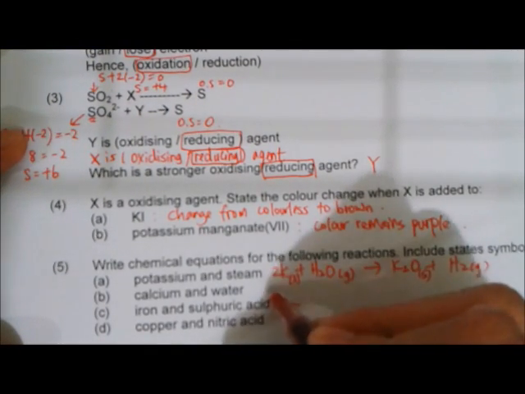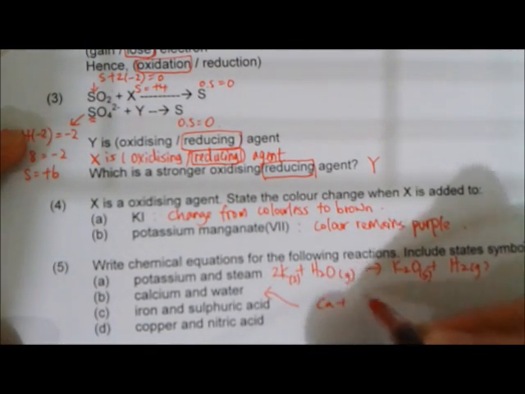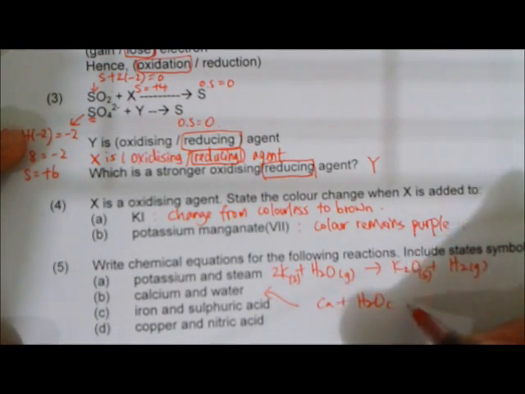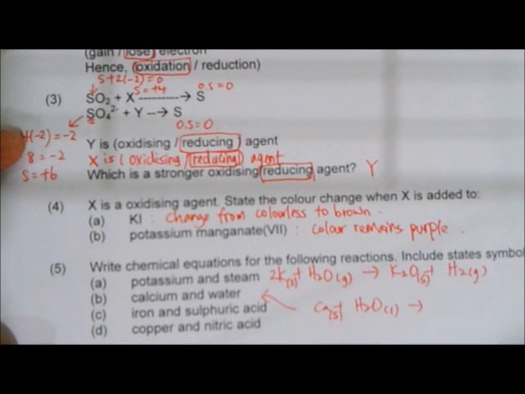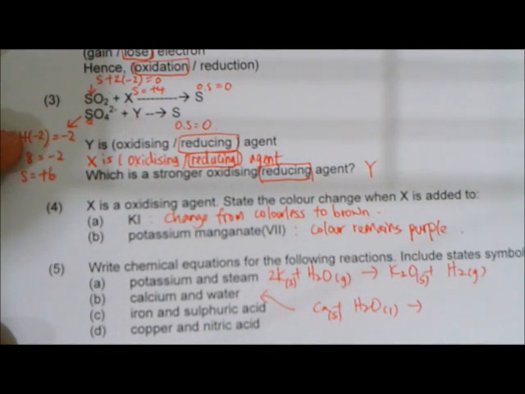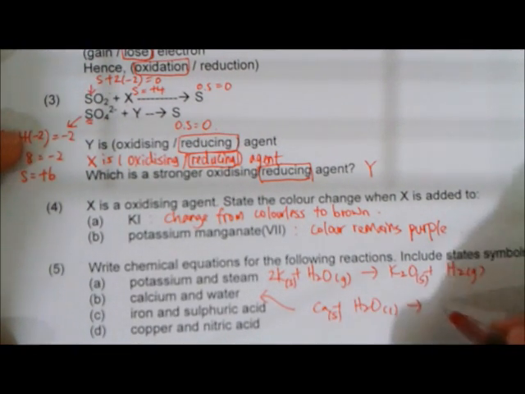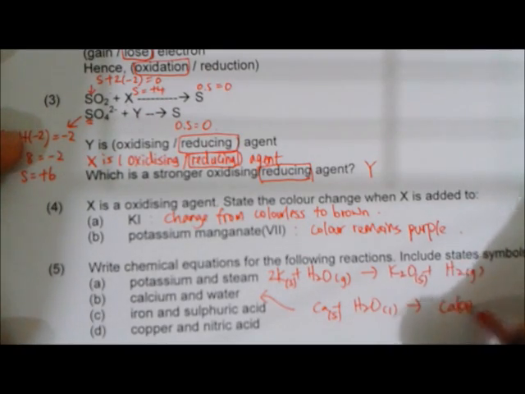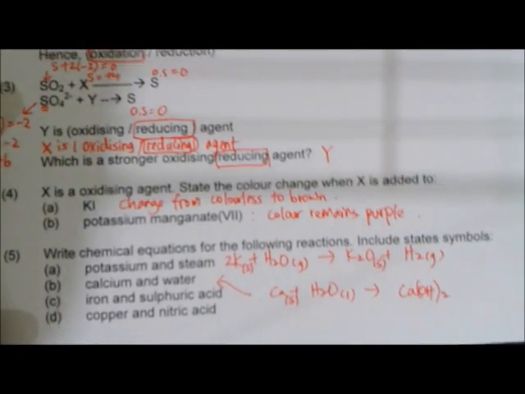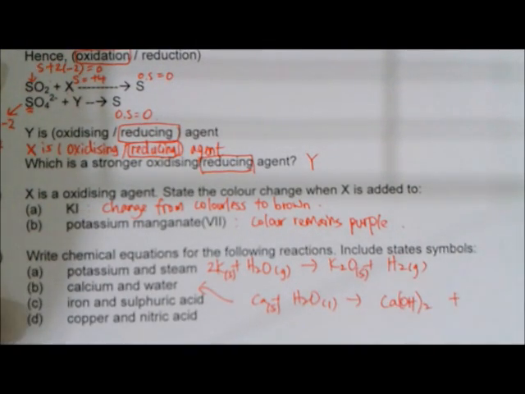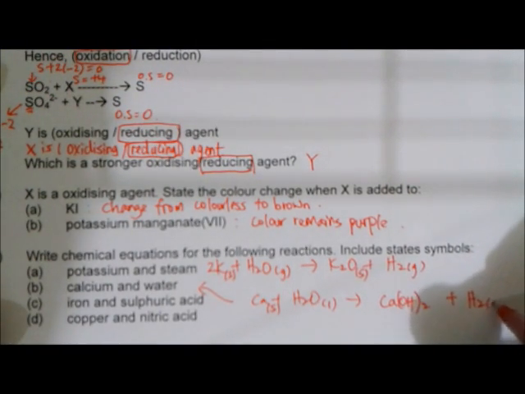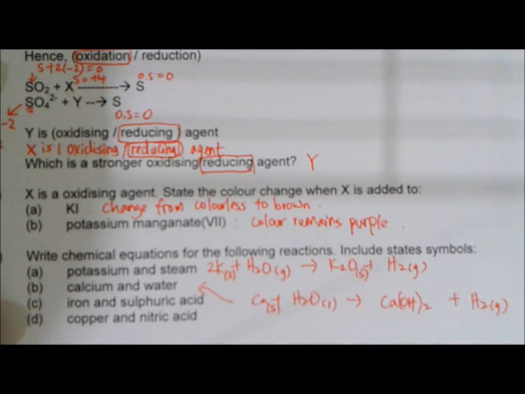Okay, how about calcium and water? So same thing, calcium and water. Water is liquid, calcium is solid. Calcium and water, which is metal and water, you get metal hydroxide and hydrogen. This one, and then plus hydrogen. And then this one is aq as well.